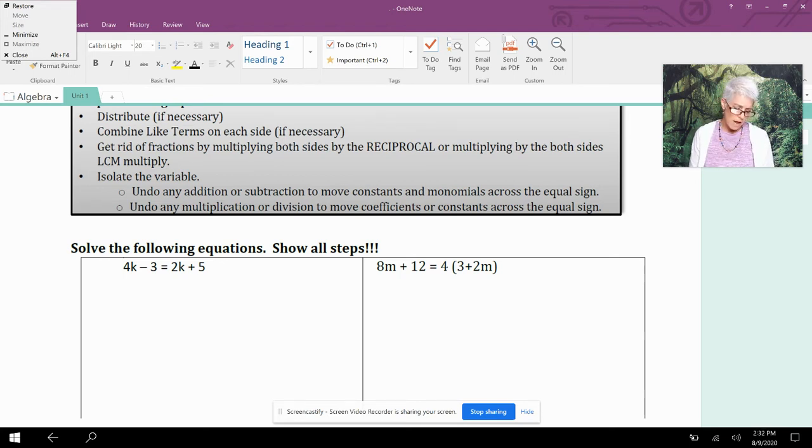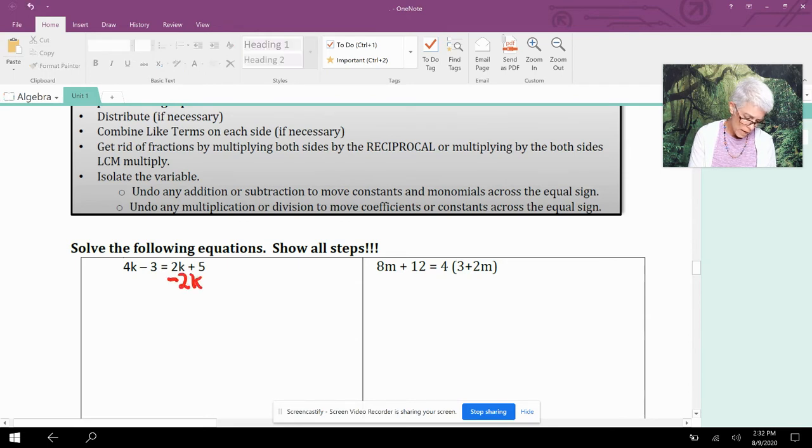The first one, I have a 4K and I have a 2K. If I move the 4K across, I'll end up with a negative variable. So I'm going to move the 2K over to the left, and that'll keep the variable positive. So minus 2K, minus 2K.